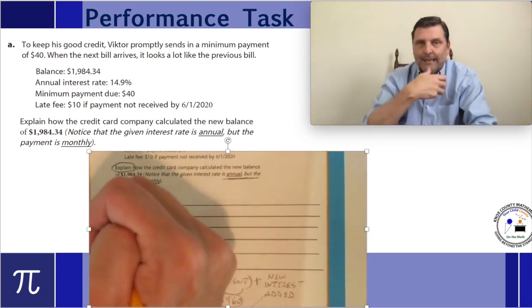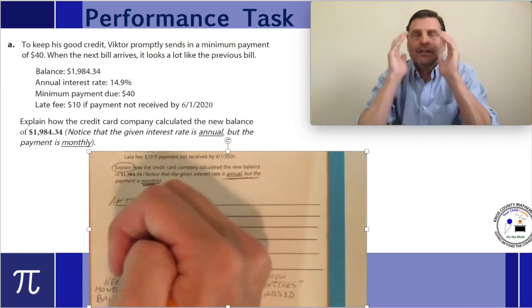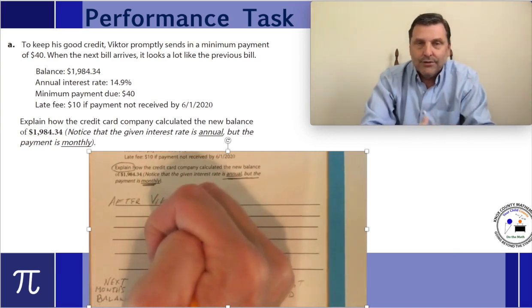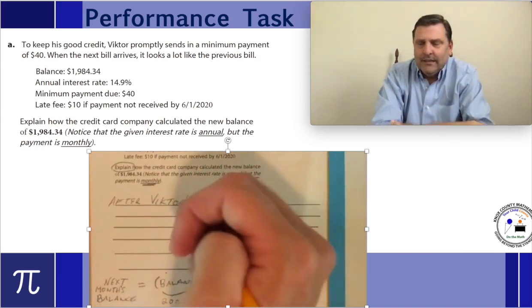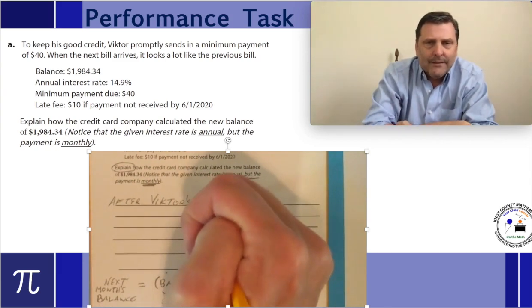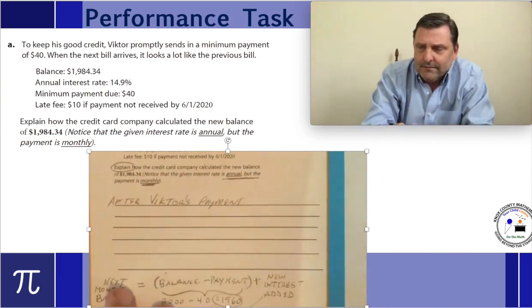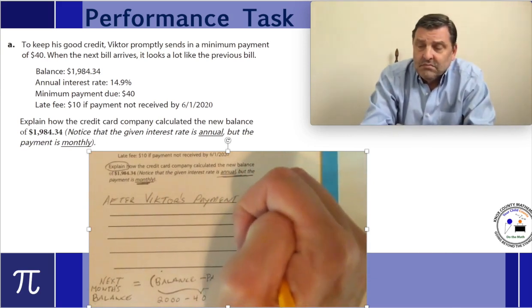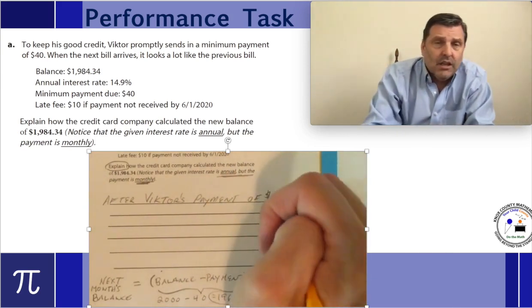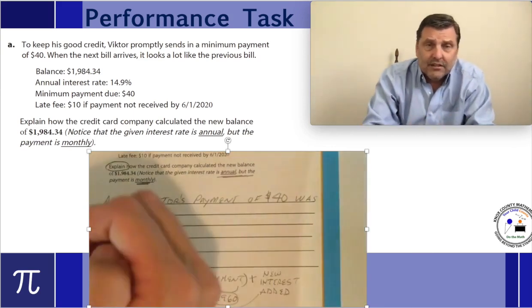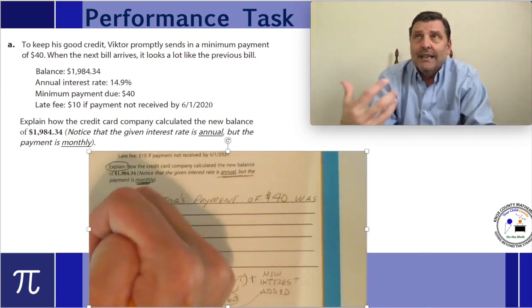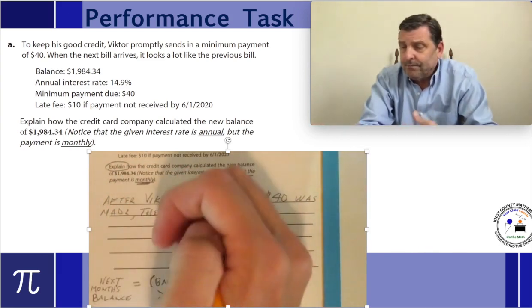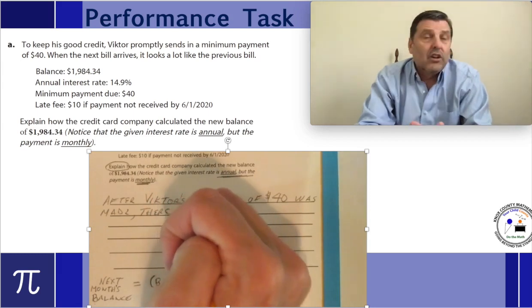Now, how do we explain that? We put that in words. That's the toughest part for us as mathematicians, how do we word what we just did? So I'm just going to take it step by step and write down exactly what I did. After Victor's payment of $40 was made, there was a balance of $1,960. I'm just explaining everything I did. After Victor paid the $40, there was a balance of $1,960 left.